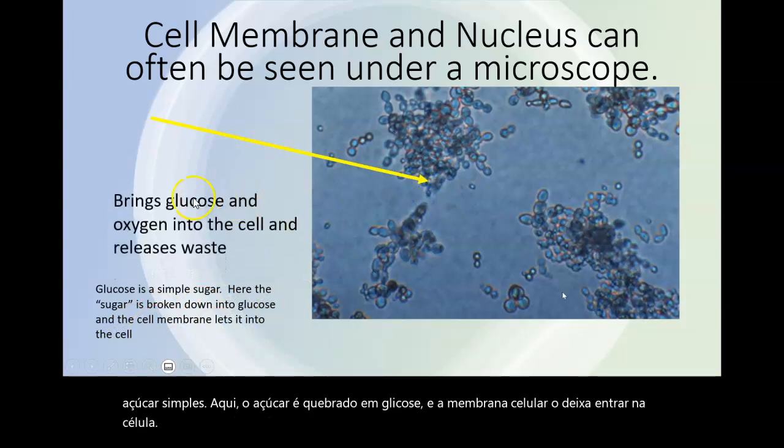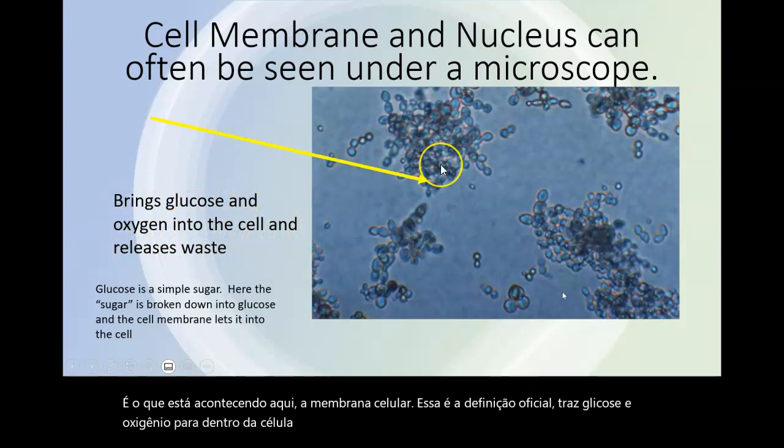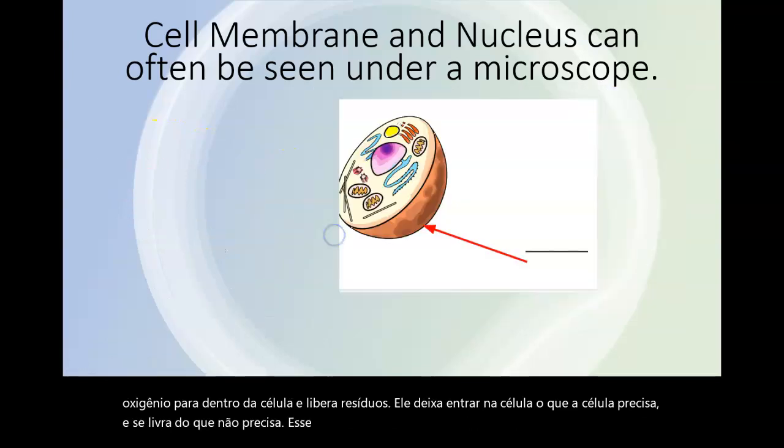That's what's happening here. The cell membrane, this is the official definition, brings glucose and oxygen into the cell and releases waste. It lets into the cell what the cell needs and it gets rid of what it doesn't. That's the point of the cell membrane.